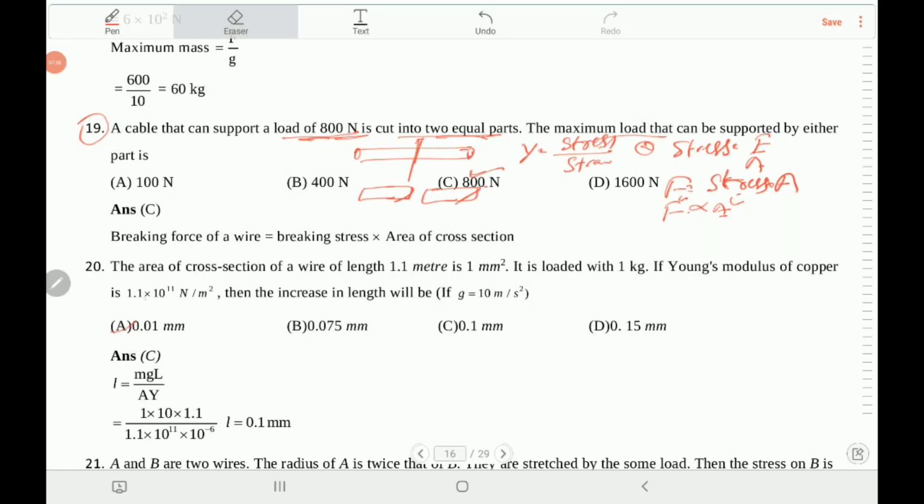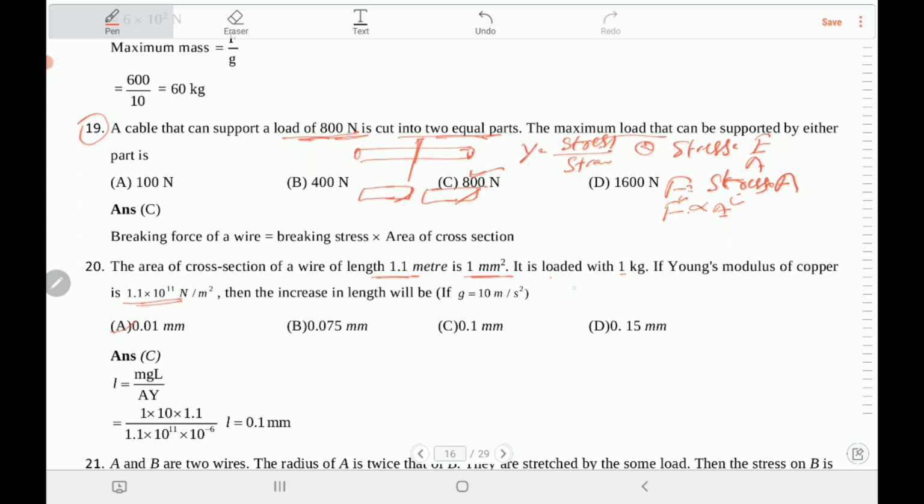Yes, one more. The area of cross section of a wire of length 1.1 meter is 1 mm square. The initial length is given, 1.1 meter. The area is 1 mm square. It is loaded with 1 kg. If the Young's modulus of copper is 1.1 into 10 power 11 Newton per meter square, the increase in length will be? What is the increase in length you have to find?